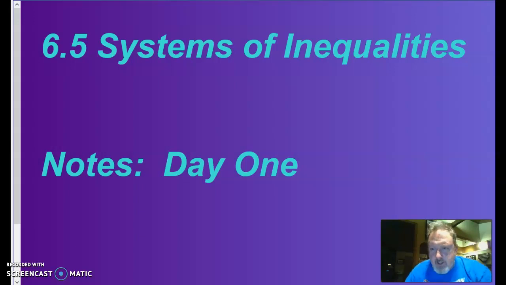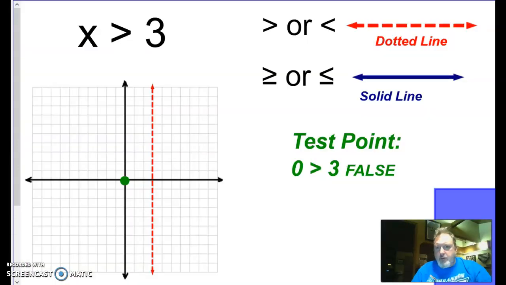All right, this is day one of the notes for section 6.5 for PCM, Systems of Inequalities. For our purposes today, we are just going to look at single inequalities, and then for day two notes, we'll look at actual systems. So inequalities, as you may or may not remember, we're dealing with less than, greater than, less than or equal to, or greater than or equal to.